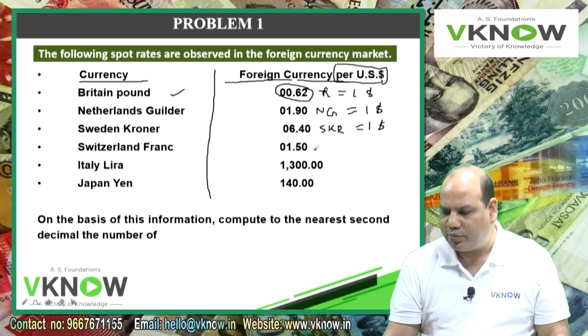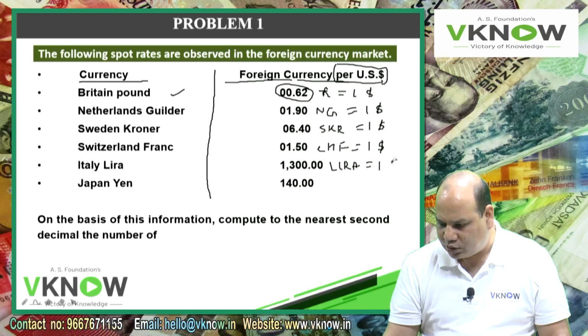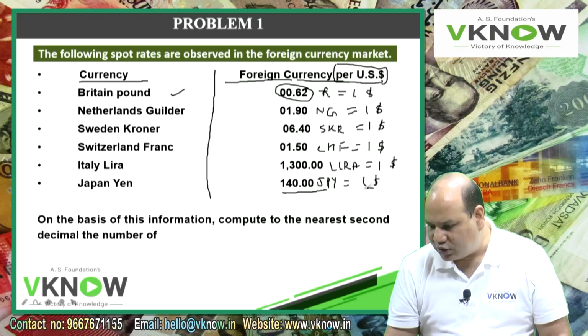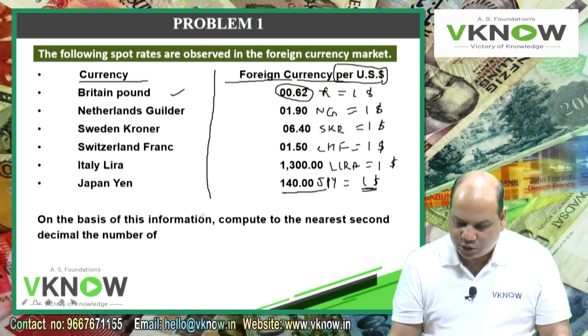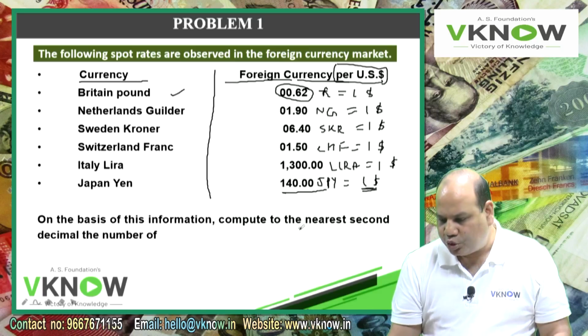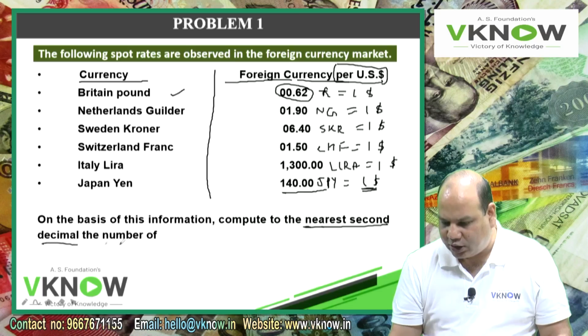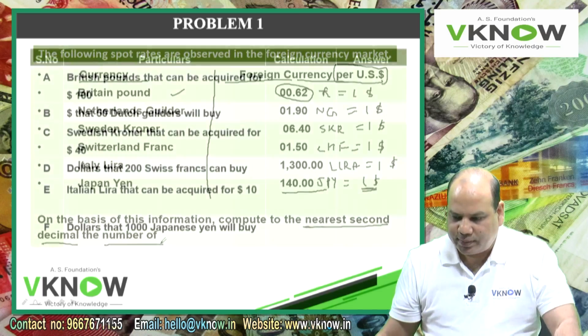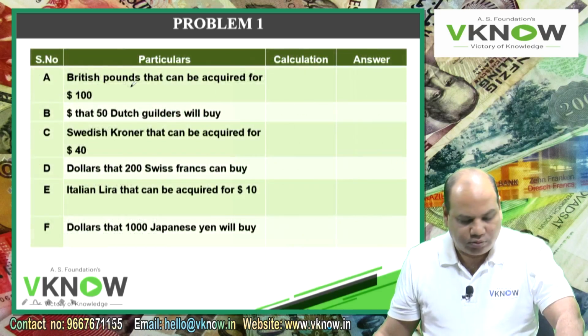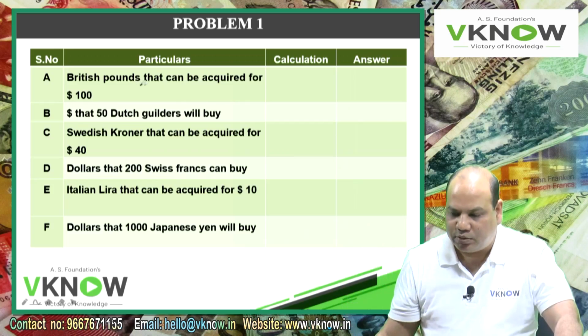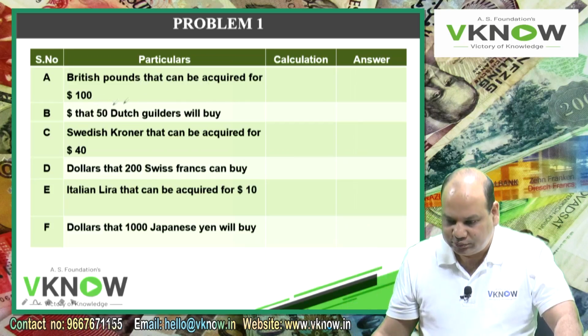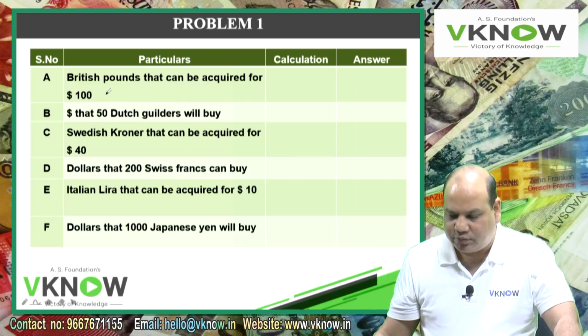This way you have to interpret 1.50 CHF per dollar, equal to $1. 13,000 Italian lira per dollar means equal to $1, and 1.40 Japanese yen JPY is equal to $1. So these are the exchange rates for 1 US dollar. The question is not over. On the basis of this information, compute to the nearest second decimal, now there are 6 questions. Calculate the number of British pounds that can be acquired for $100. So this is a simple arithmetic question. How many British pounds can be acquired for $100?